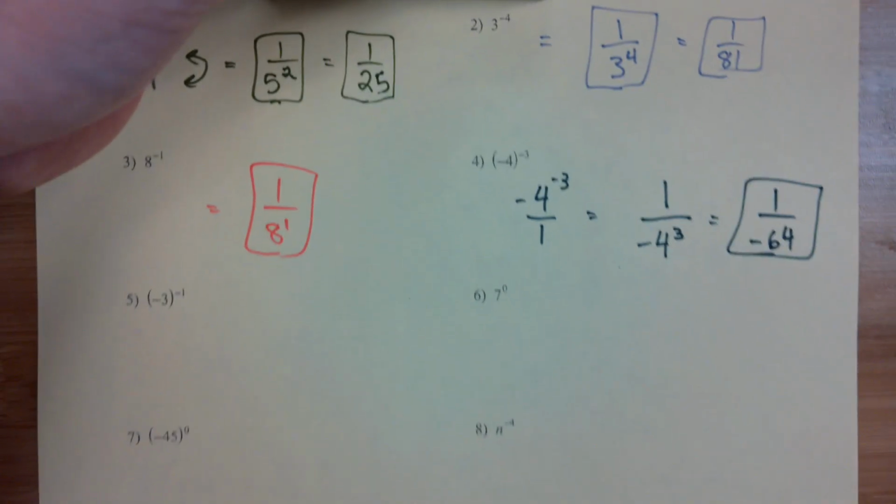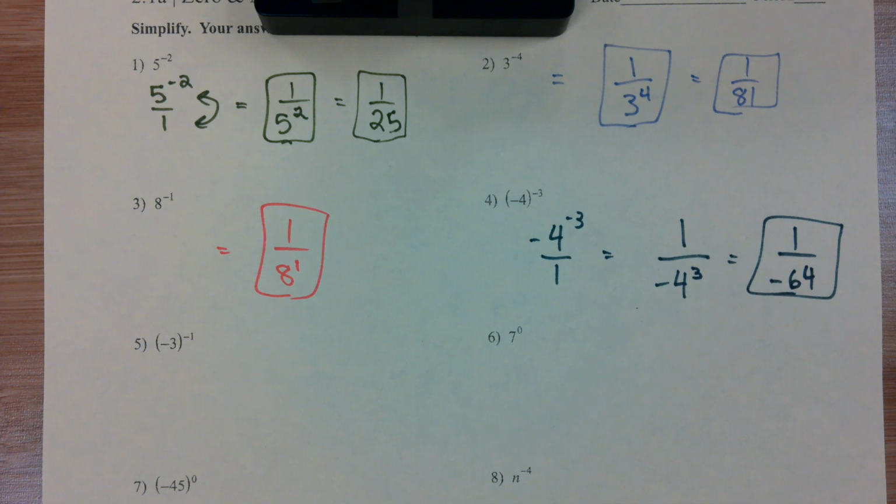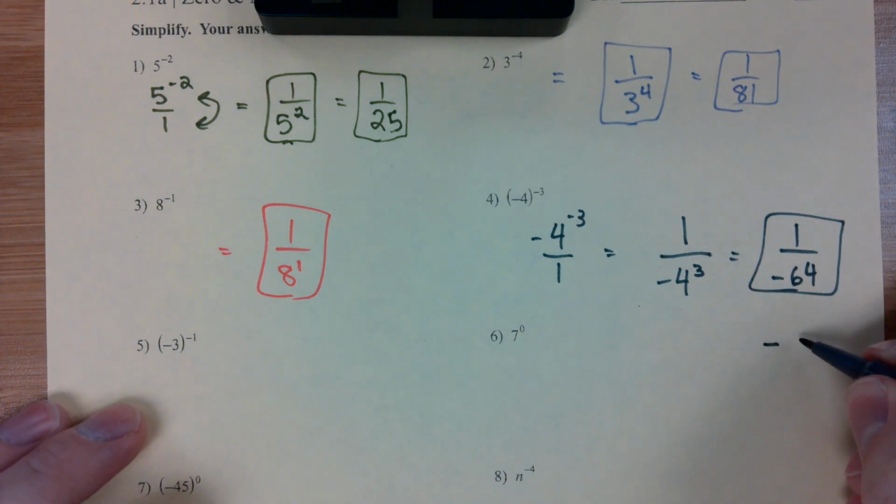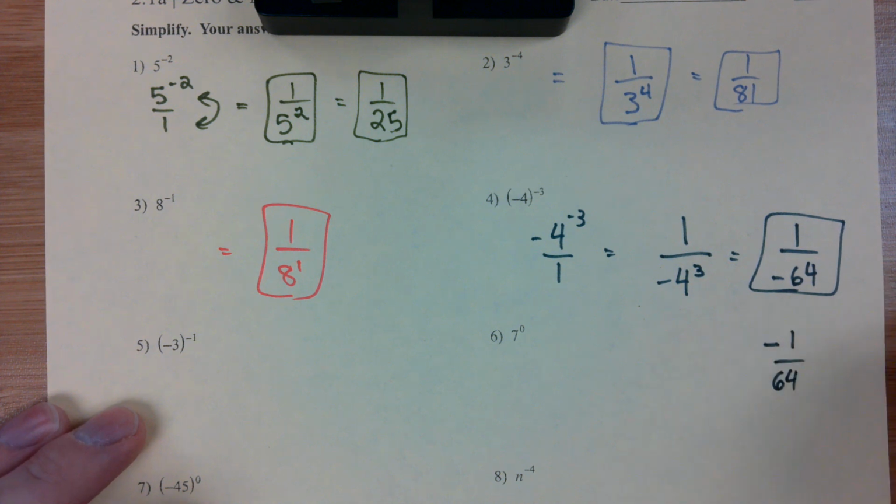Now, you can write 1 over negative 64. You could write negative 1 over 64. You could write the whole fraction as negative like this.